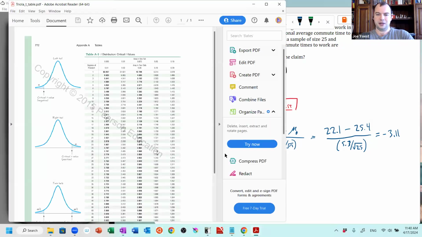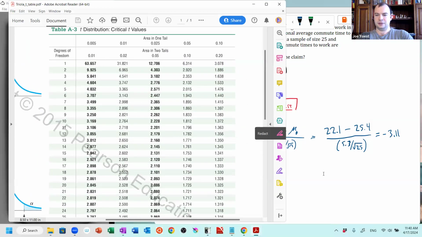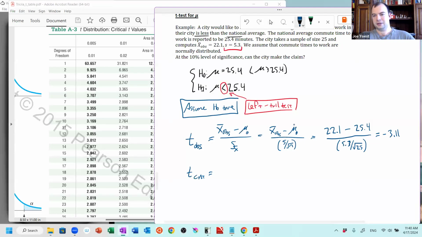If we bring up our t table, so here I have a left tail test. So I'm searching for a one tail area. One tail area is the significance level, and here we're using a 10% level, so one tail area of 10%. And my degrees of freedom, just like in the confidence interval section, really the same underlying mathematics here as back there. My degrees of freedom is n-1, or 24.